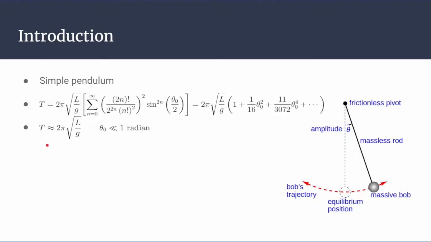The true period of an ideal simple gravity pendulum can be written in several different forms when the amplitude is larger, and one of those forms can be written as an infinite series.